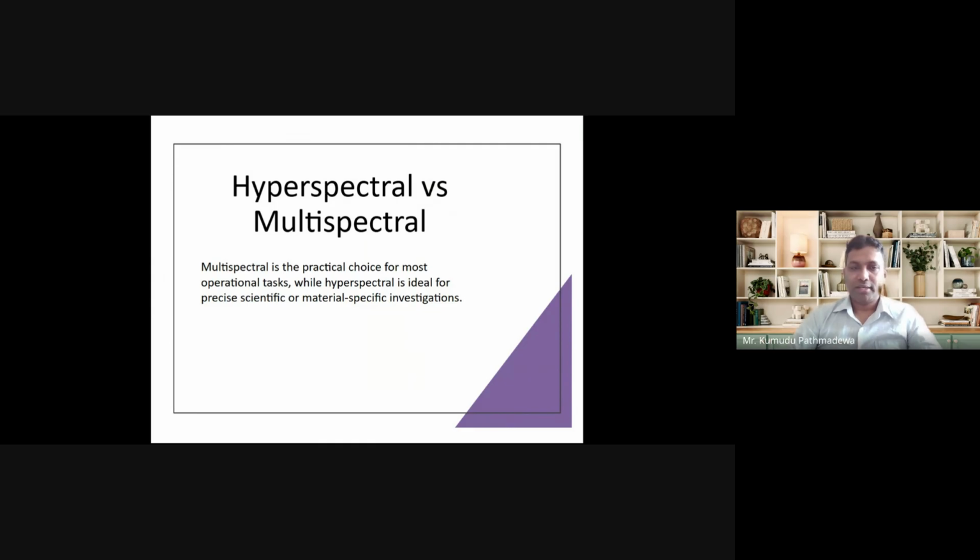So, I hope you understand multispectral and hyperspectral. So, we now move on to the third topic, that is thermal infrared.